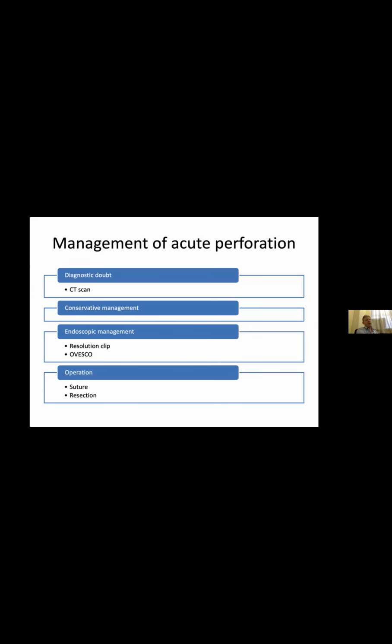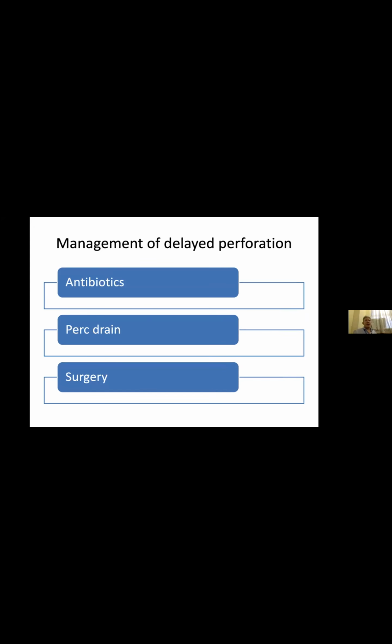If you're going to do an operation, you need to decide, are you just going to suture the defect, which can often be done laparoscopically, or is there residual polyp, or are you worried that it's a cancer and do you need to do a resection and deal with all the pathology at the same time? Delayed perfs will either need antibiotics, a percutaneous drain if there's an abscess, or if they come in with an acute abdomen, you'll need surgery, but the diagnosis is almost always made with a CT scan. It's a delayed perf.